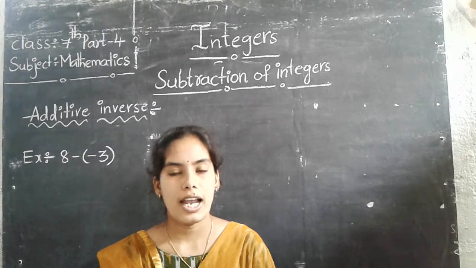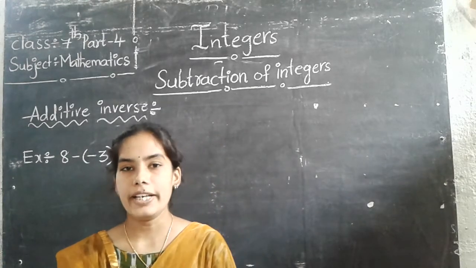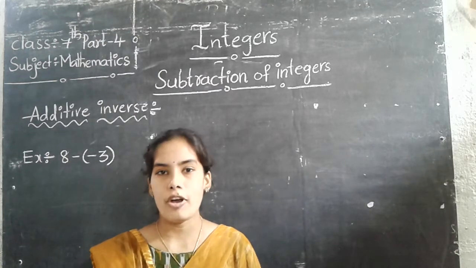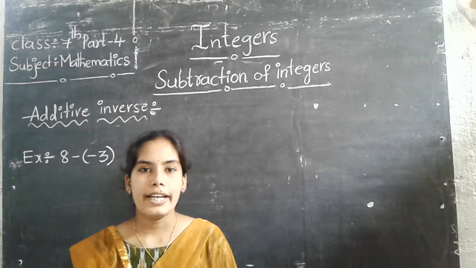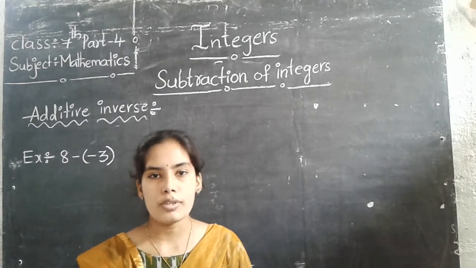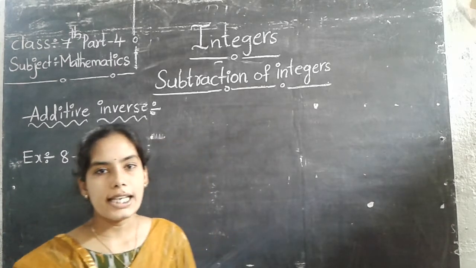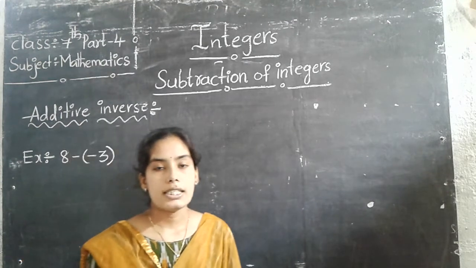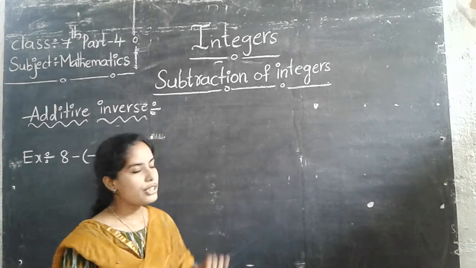So students, last class what did we learn? Yes, addition of integers: how to do addition when given two positive integers, two negative integers, or one positive and one negative. We learned some rules to do the addition of integers. So in this class we will discuss subtraction of integers. Children, how do we do subtraction of integers?